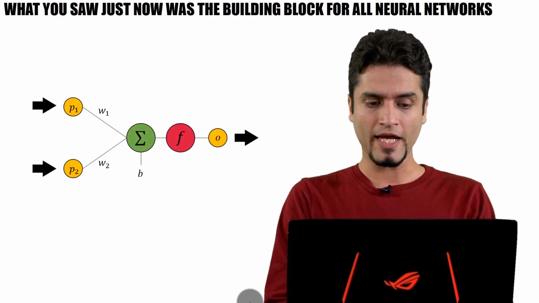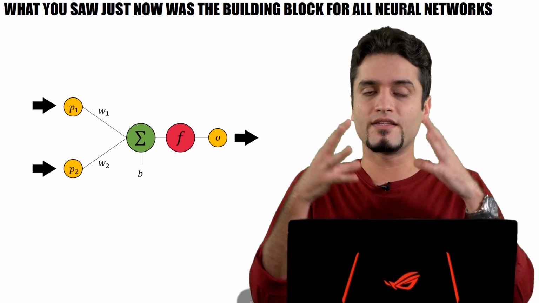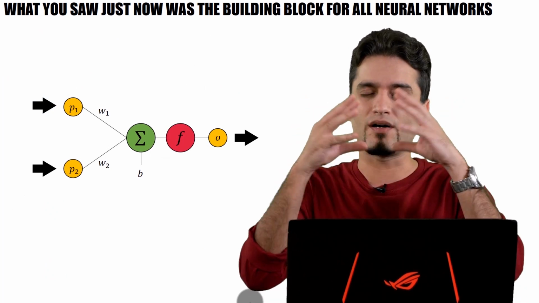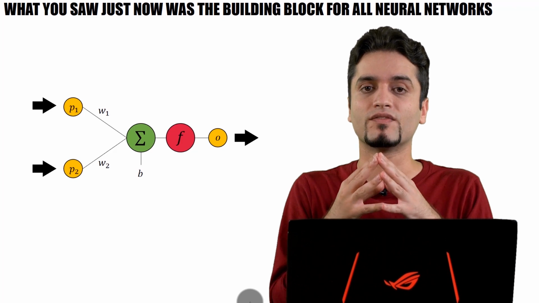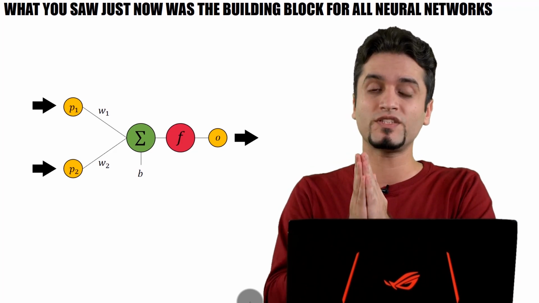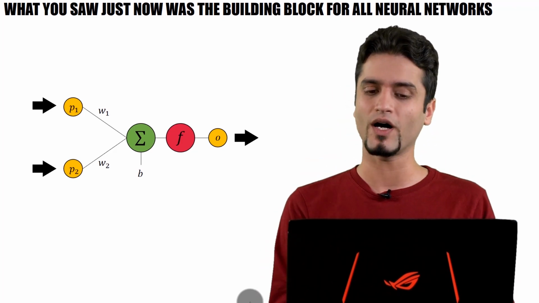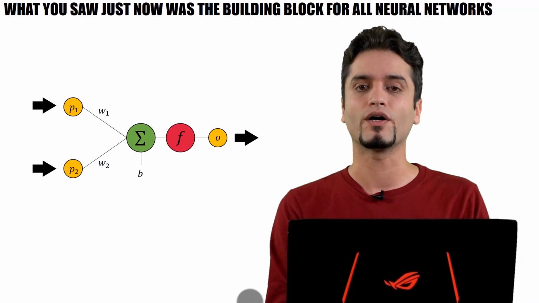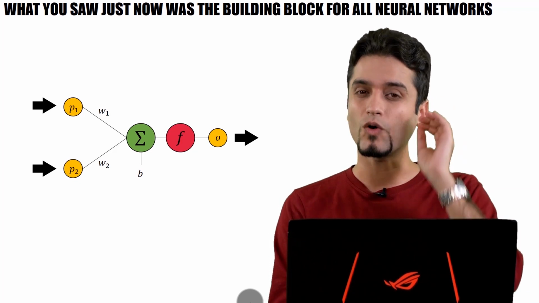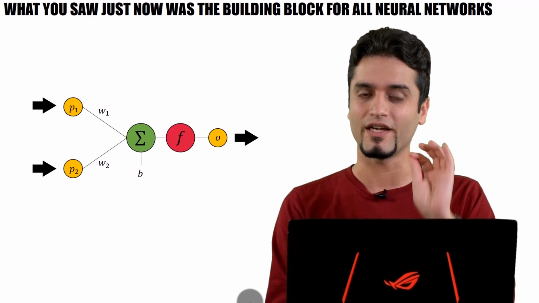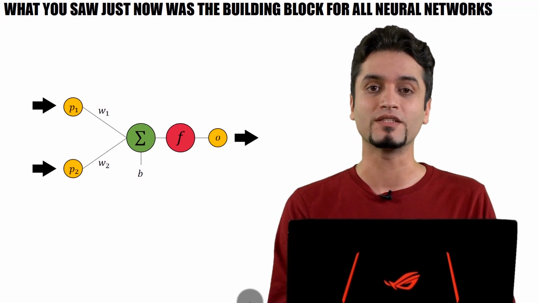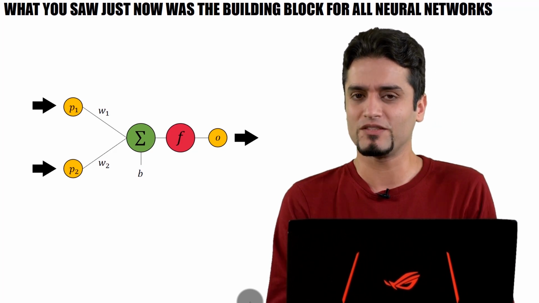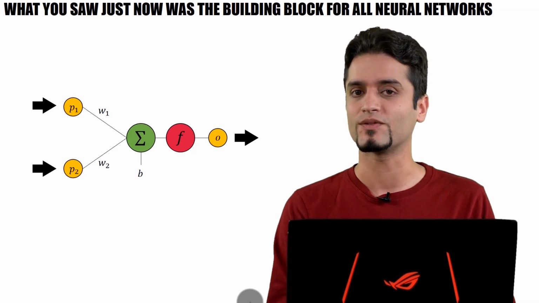And guys, again, this is the most fundamental model in the field of neural networks. What you've seen just now right in front of your eye was the building block to pretty much all neural networks in the world. Now, my question is, was it easy? Was it very difficult to understand? I don't think so, right?